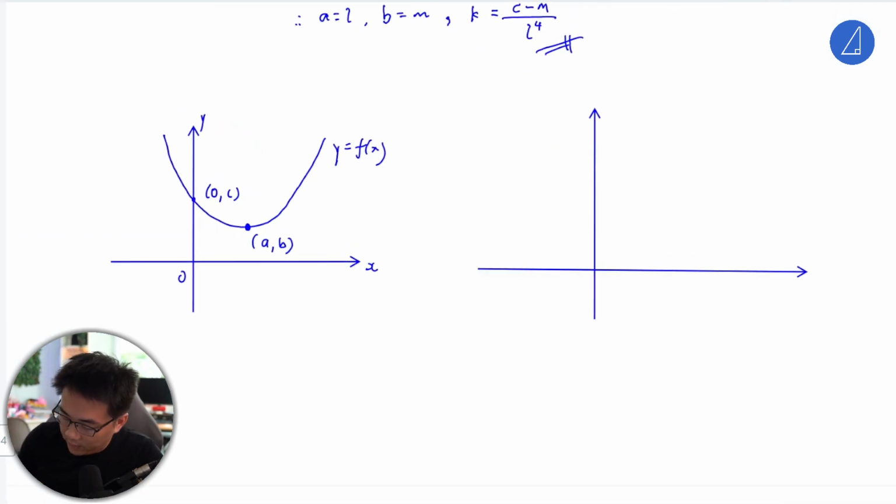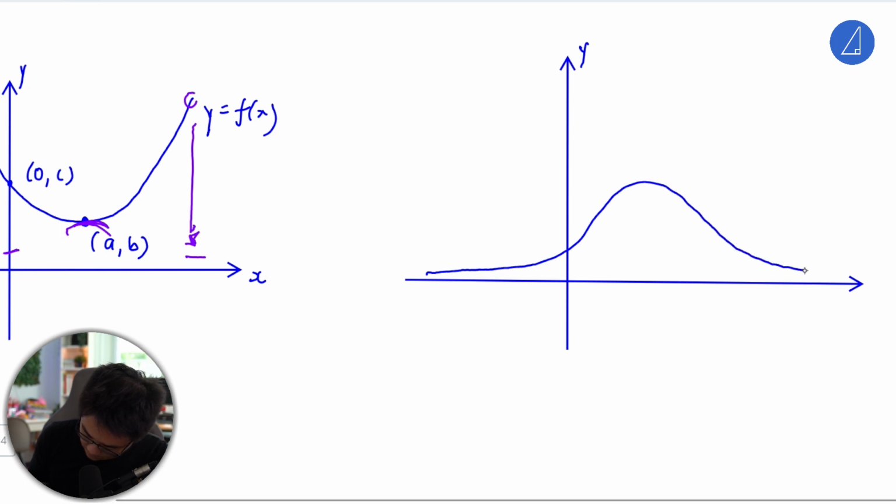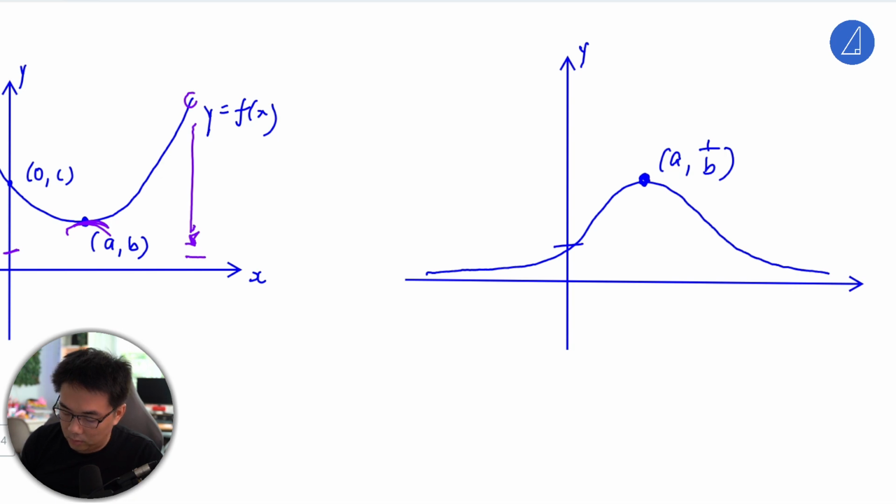So to draw the reciprocal function, we all know the min point will become a max point. So there's a max point here. This value is super huge, then it comes down and tends to 0. This is the max value, then it comes down as well and tends to 0. So the reciprocal function gives us sort of a bell curve shape. This max point will be (A, 1 over B), then this point here will be (0, 1 over C).